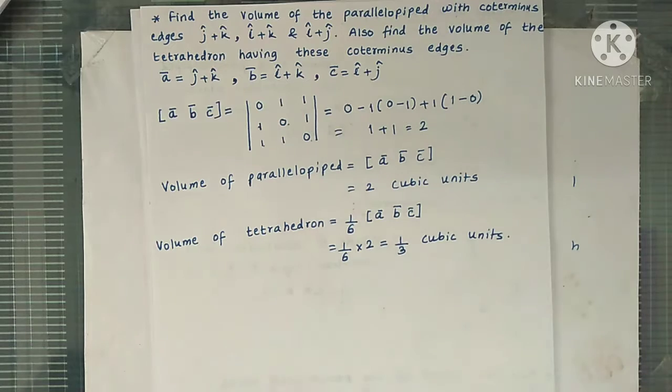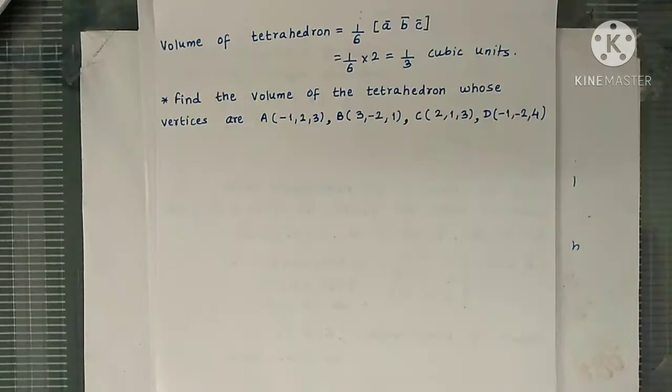It's really very simple. We have to find out the scalar triple product, and if it is a parallelepiped, then we write the scalar triple product, and if it is a tetrahedron, we multiply by 1 by 6. Now sometimes they may not give us A bar, B bar and C bar directly. We have to find out the coterminous edges. So in this question, the vertices of a tetrahedron are given, and we have to find out the volume.